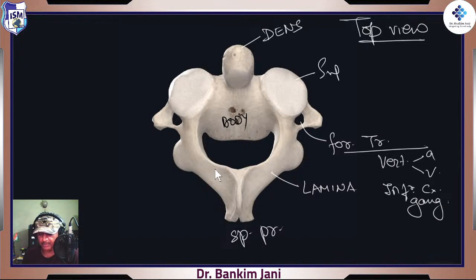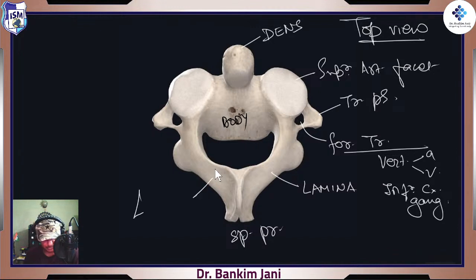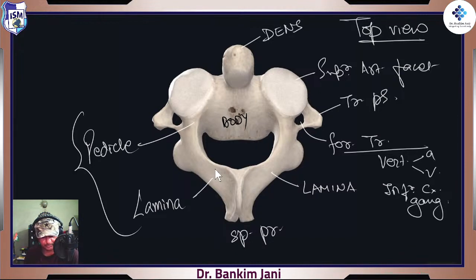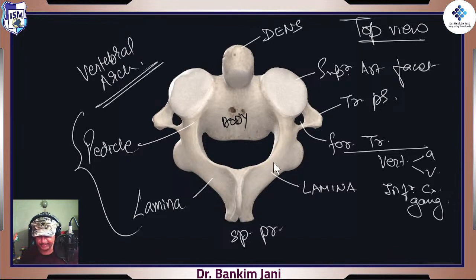And this would be, say, superior articular facet, right? And that's the transverse process. And this would be the vertebral foramen. And if that's the lamina, right, this is the lamina. So then this one would be pedicle. Why every time we are taking them together? Because collectively, the vertebral arch is a joint operation of both of them, pedicle and lamina.